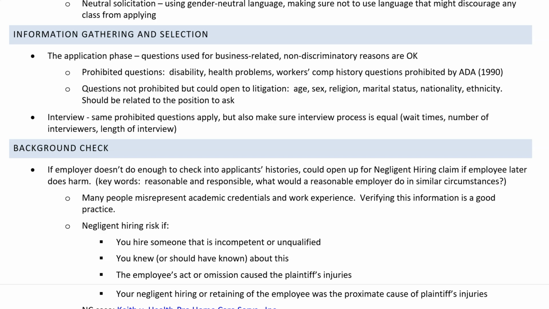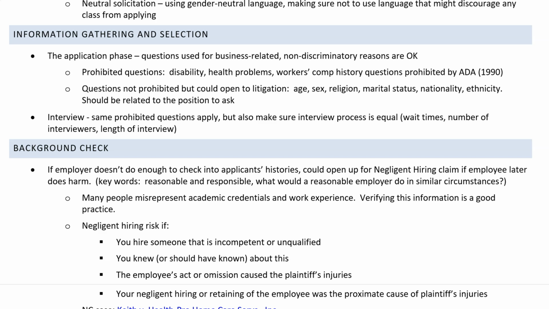But in the application phase, our questions should be used and geared toward business-related and non-discriminatory reasons. These questions are going to be okay in most cases. And if you're a business person and you're thinking about hiring, if you gear your mind toward just simply finding the most qualified person who will be the best fit for your organization, you're going to avoid a lot of these claims of discrimination and whatever else might be going on.